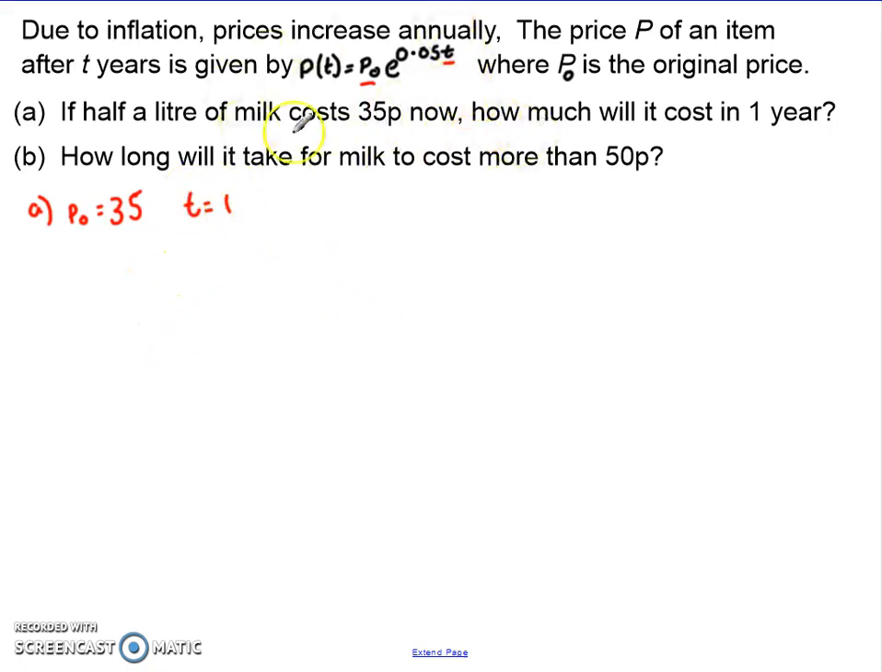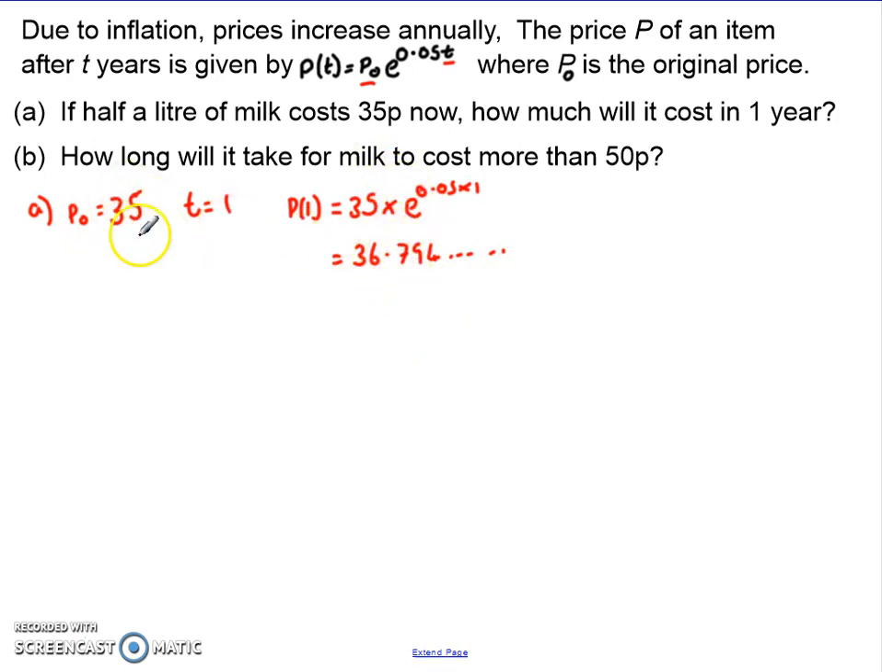Once we've got these, we can plug it into the formula and work it through. What we're looking for is P of 1, and that's going to equal P naught, which is 35 for 35 pence, times e to the power 0.05 times 1. Now anything times 1 is itself, so it's 0.05. Plug that in your calculator, and what you end up getting is 36.794, and then a whole spiel of stuff after that.